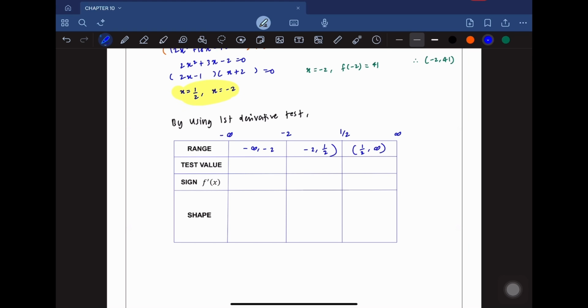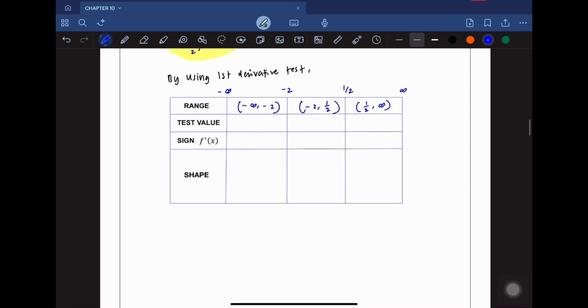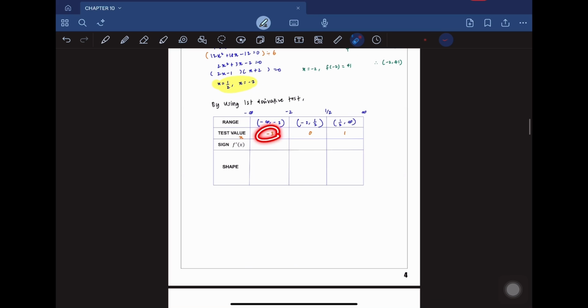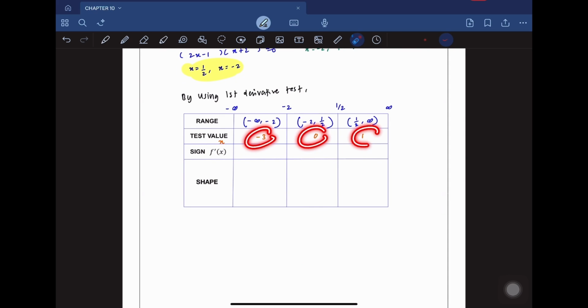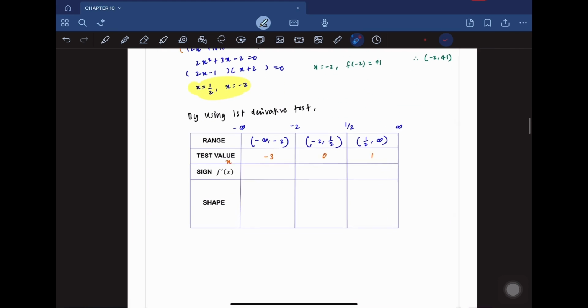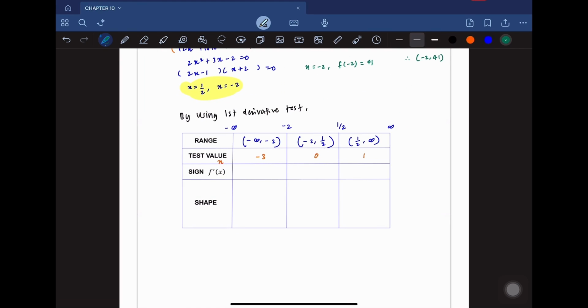So just letakkan saja all the values. For this one we gonna use all open bracket. Memang semua open bracket. And then test value ini nilai x yang dalam range. Saya masukkan apa-apa saja. So let's say negative 3, and then here 0, and then sini let's say 1. So next step is I'm going to substitute this into our f prime x. Bukan f(x) ya, kita akan masuk dalam f prime x untuk tengok sign dia. So you will get symbol dia adalah plus, minus, plus.